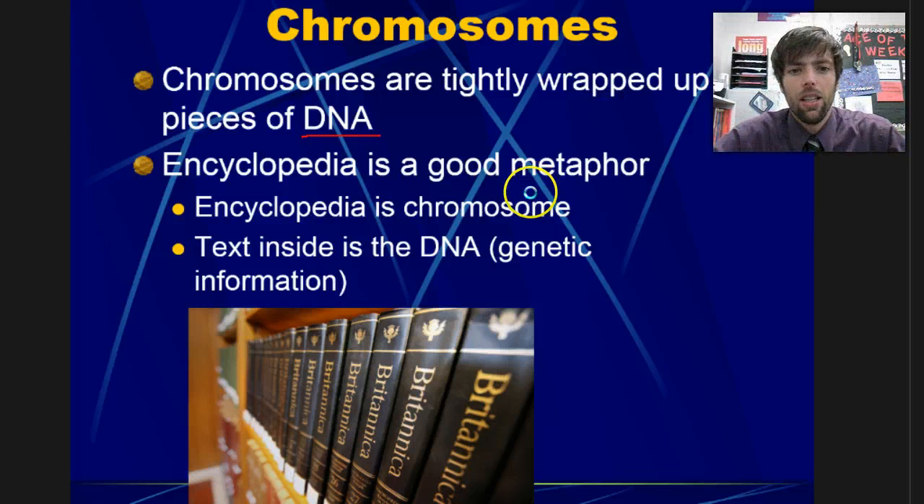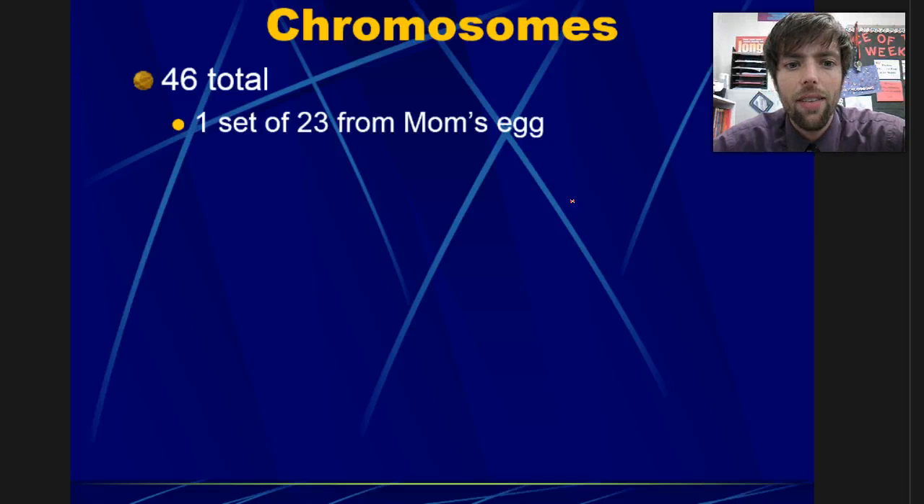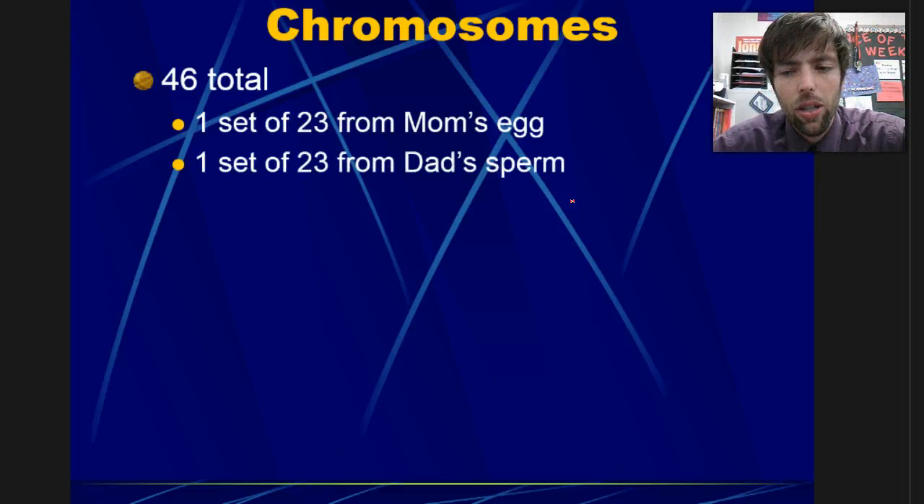Awesome! Now, let's talk about some numbers. Let's get down and dirty with the numbers. You're going to want to write down that there are 46 total chromosomes. There's one set of 23 from mom and one set of 23 from dad.